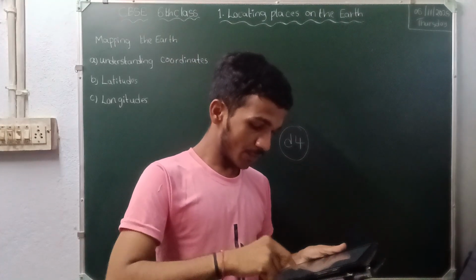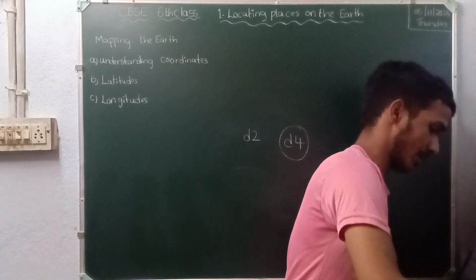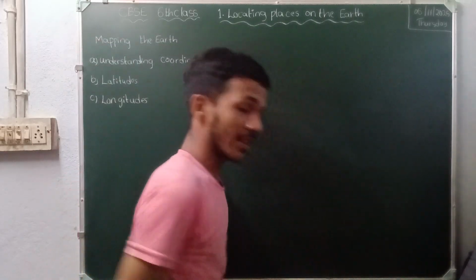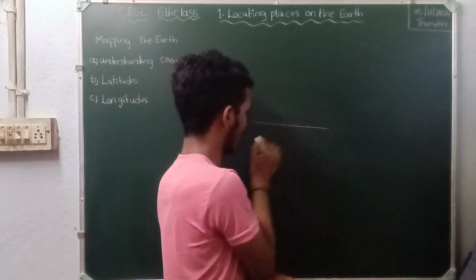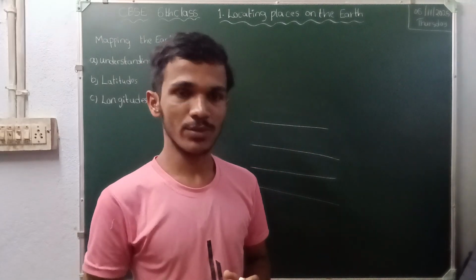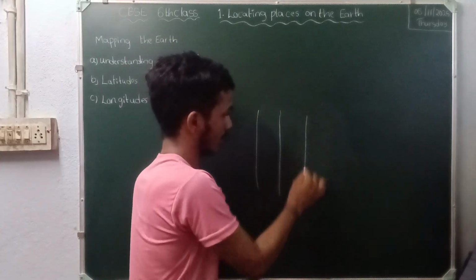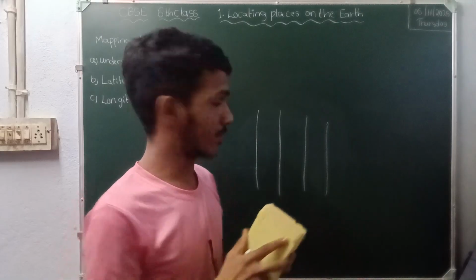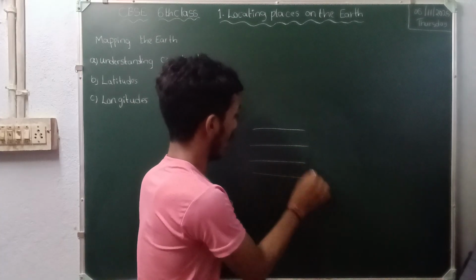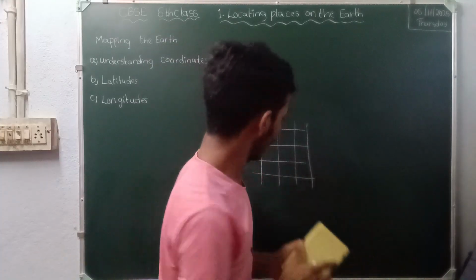Here we move to latitudes. What is latitude? The horizontal lines are called latitudes, and the vertical lines are called longitudes. Both horizontal and vertical lines together are called a grid.